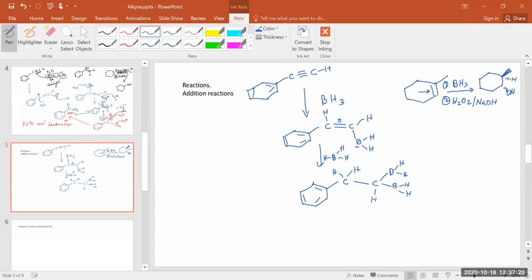Okay, so then it will be oxidation with hydrogen peroxide and sodium hydroxide. So both the borons will be converted into OH. So you have now two OHs, okay, on the same carbon. This is called geminal diol. A geminal diol on the same carbon. This again decomposes to an aldehyde in this case.